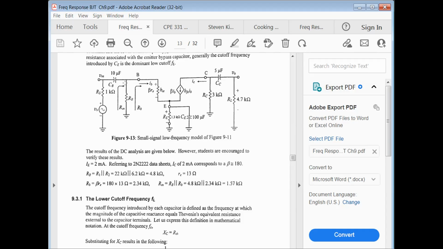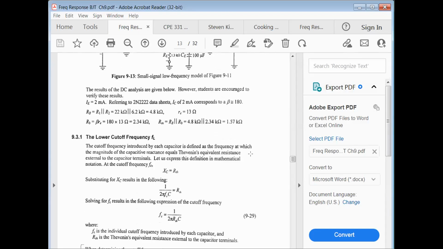What the author refers to as RB, or I guess big B, is R1 in parallel with R2. That's this parallel combination here. And then the input impedance of this amplifier is seen by looking into the base, and it sees RB in parallel with beta times RE. And then here on the output, this is the output node here.